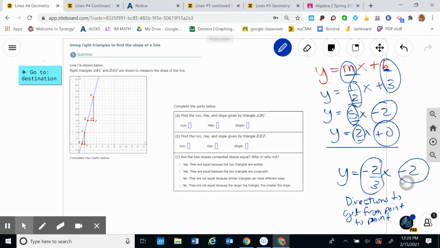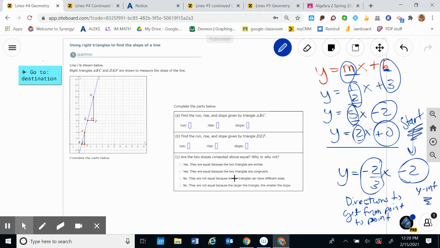This, however, is a point. This is the y-intercept. That means that is where it crosses the y-axis. So this is a point. Okay, so this is where you start. This is called the starting point. This is always going to be where you start.